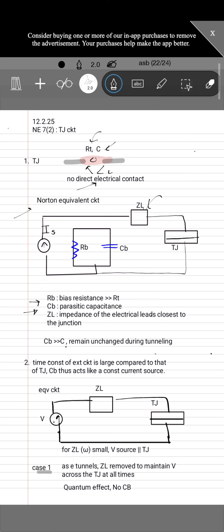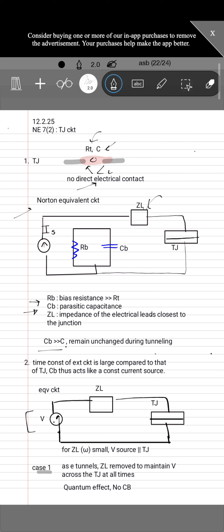Now this capacitance C is considered to be much higher than the capacitance that gets created in the equivalent parallel plate circuit, and so this value is high. The reason why this is high is because we can assume that we have an equivalent voltage circuit, because the time constant of the external circuit is much larger than the time constant for the internal circuit. So this is almost as if the voltage is a constant.